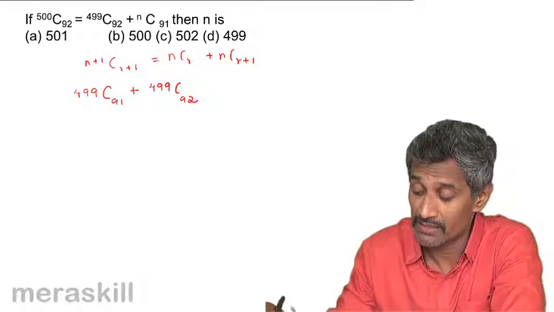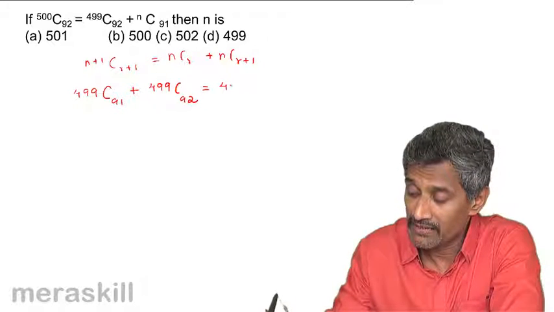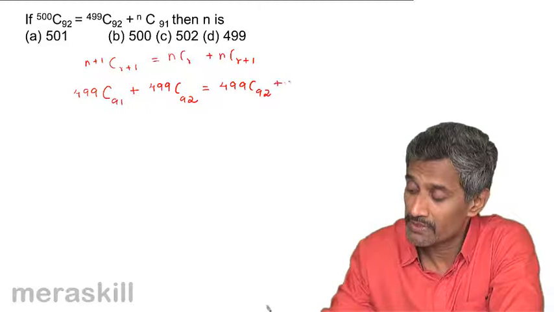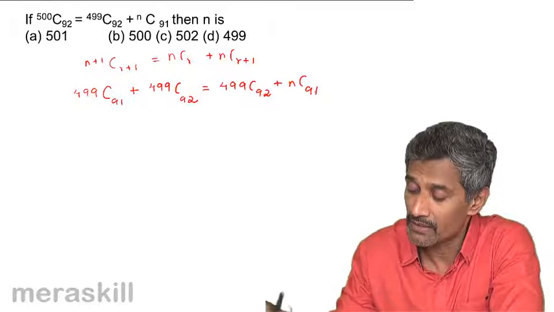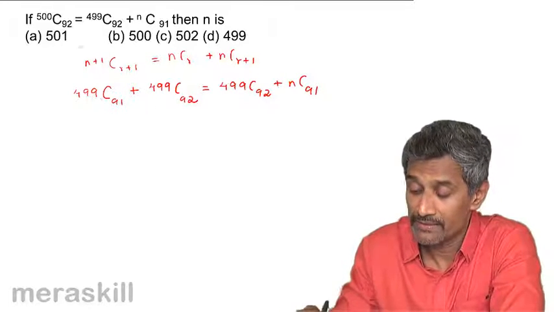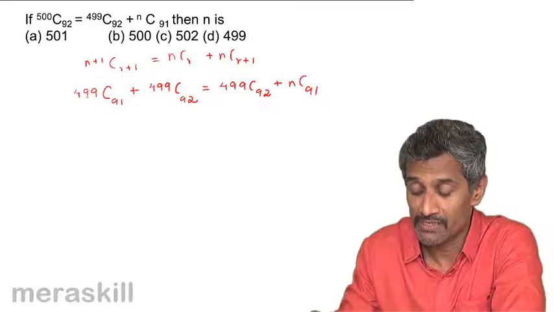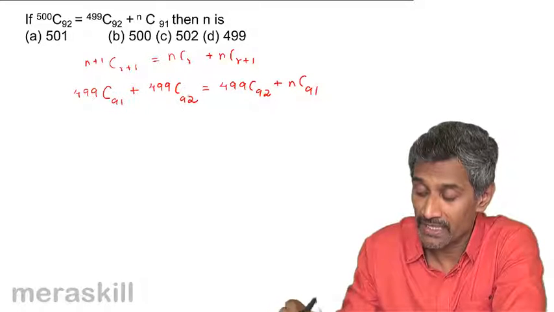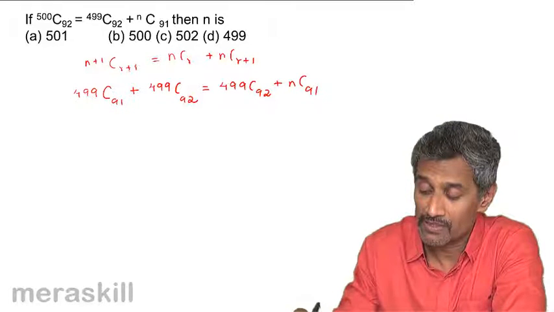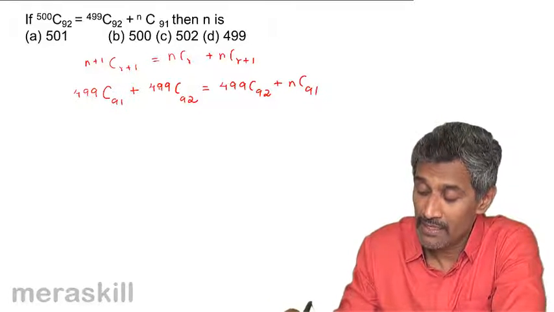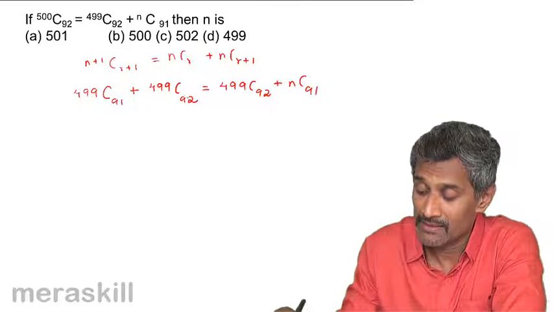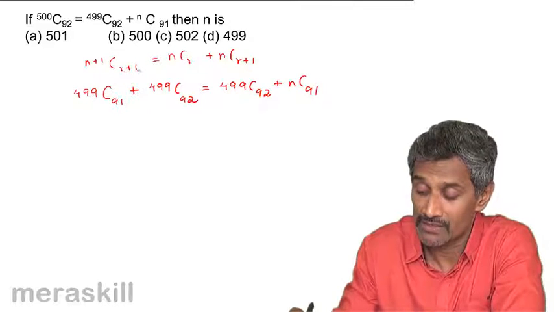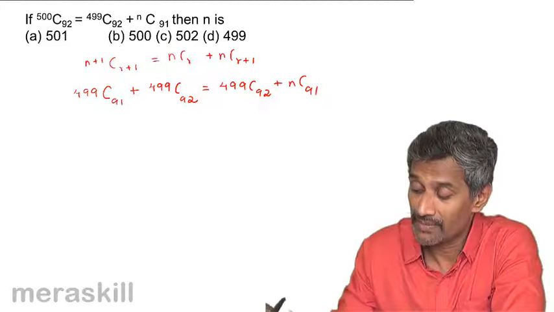So the left hand side turns out to be this. Right hand side we copy down as it is, 499C92 plus NC91. So this 500C92 is written as 499C91 plus 499C92. That is N plus 1 CR plus 1 is N, that is 1 less CR, that is 91, plus NCR plus 1, that is the same as this. Right hand side remains as it is.